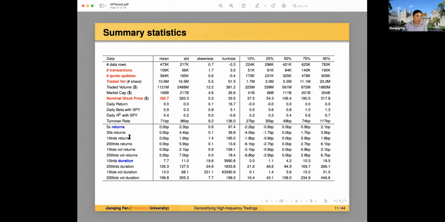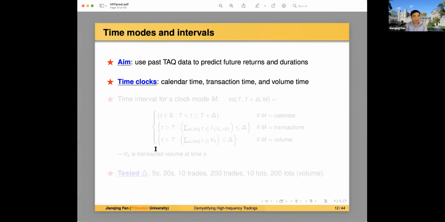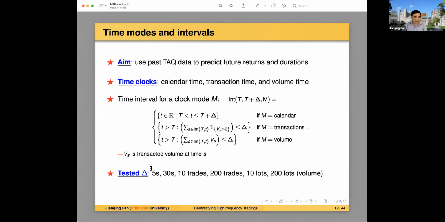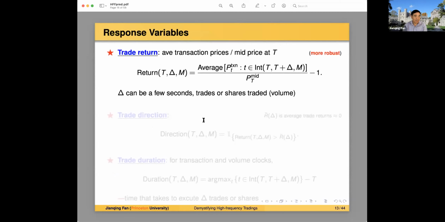It also summarizes different kinds of returns using different kinds of time clocks. The time clock we use is calendar time, transaction time, or transaction volume. In particular, we test our returns over 5 seconds or 30 seconds, or over 10 trades or 200 trades, short and long, or in the volume clock, 10 lots or 200 lots. These are the time intervals and clock modes that we use and define correspondingly, for example, how long it takes to get 10 trades completed, and so on.